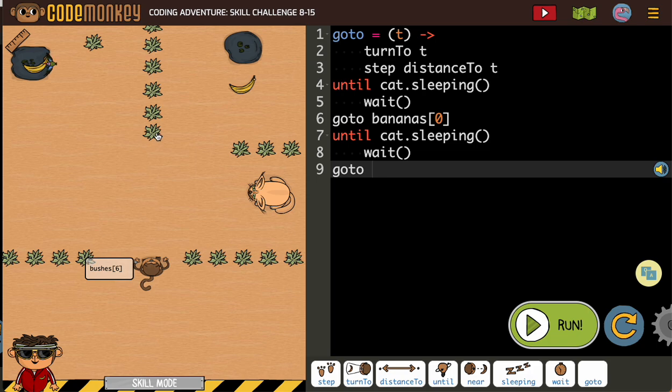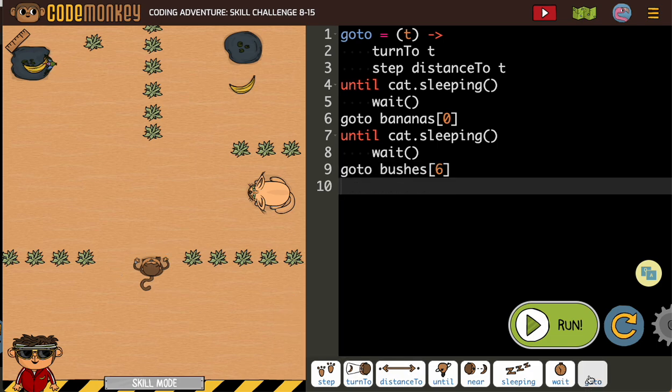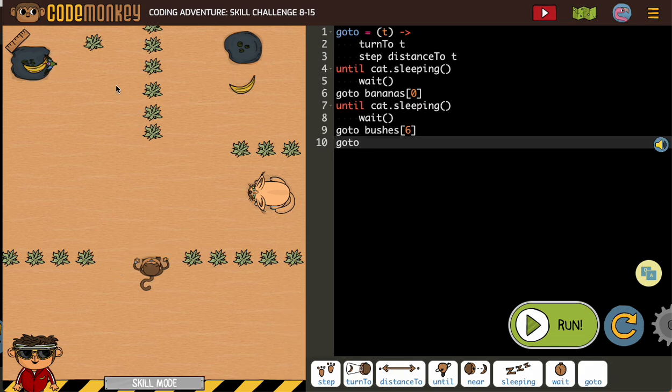Originally I was thinking I could go here and then go around. I actually don't think that's gonna get us there. So I think I'm gonna come back to here and then head there. So let's try bush six. And then go to that bush 15.